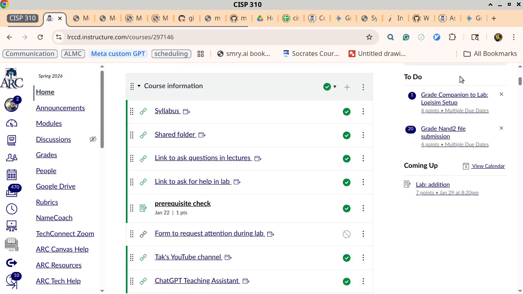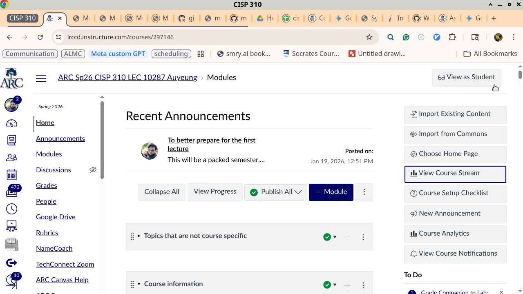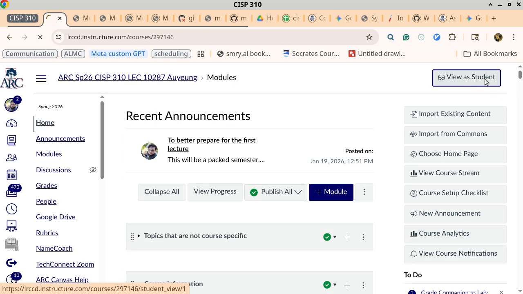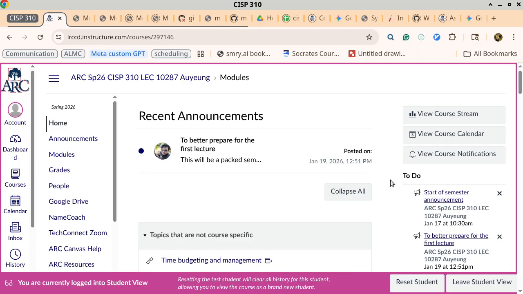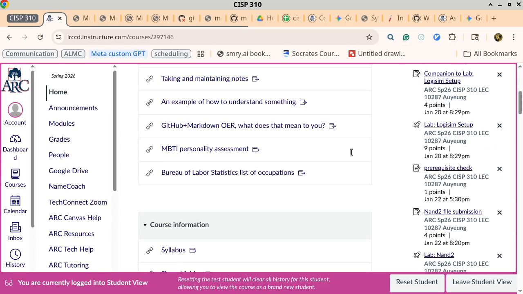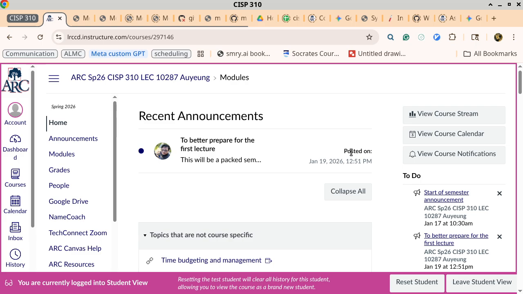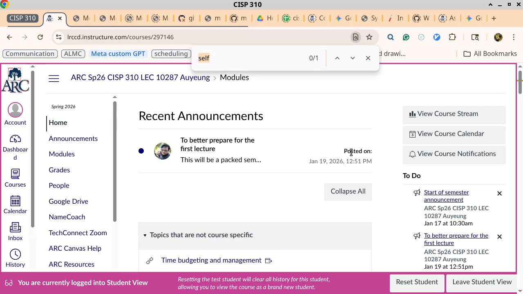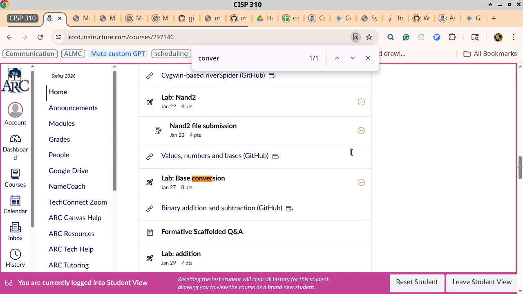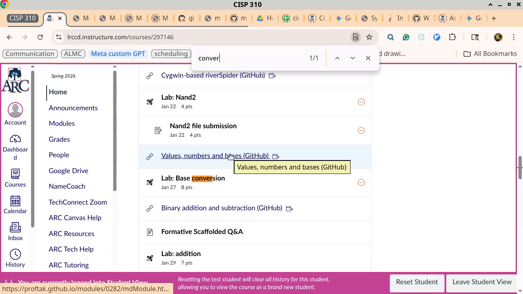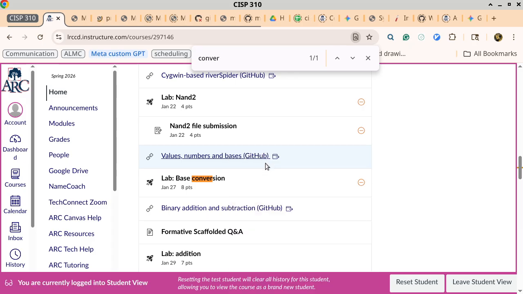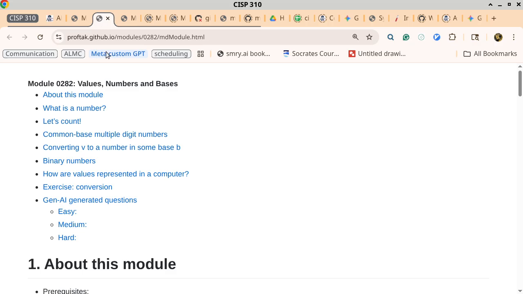Okay, so I'll turn on view as student. So now we're looking at this from your perspective. And because it has to do with base conversion, if you're lazy like I am, just type Control C and then look for conversion. There we go. So this one is the lab, and the base conversion thing is right before that. So open this, and it goes to a particular module.